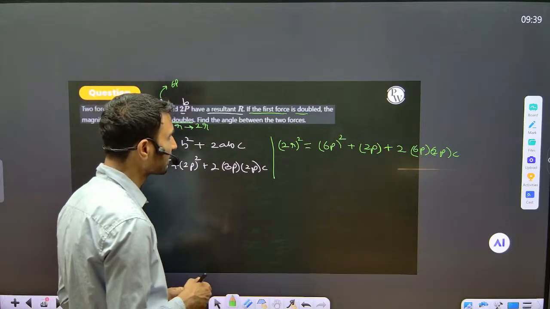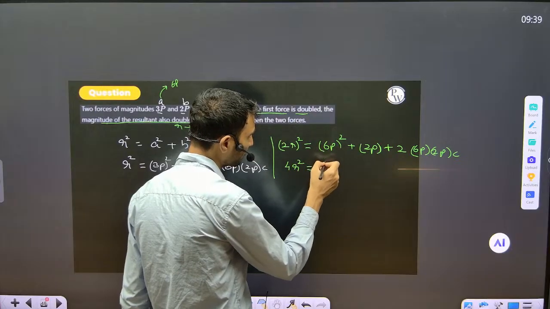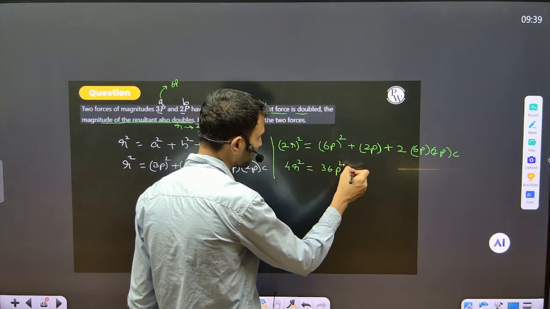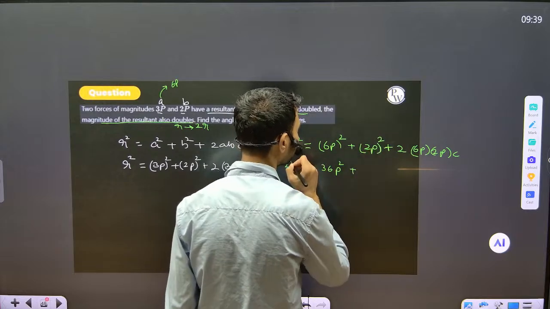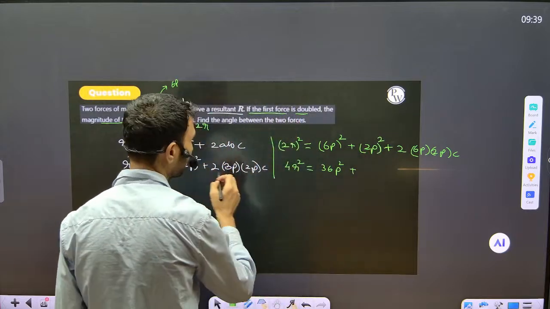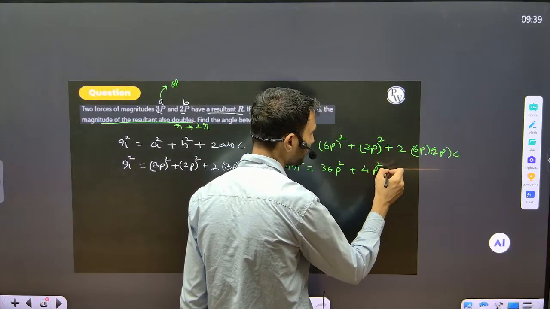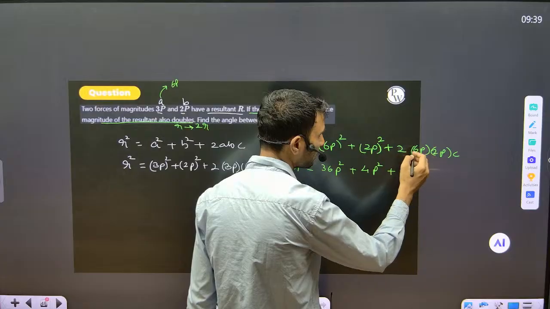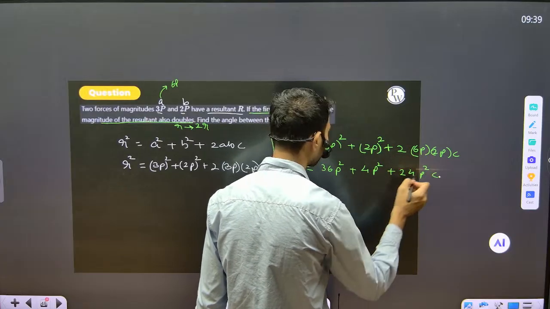So let us simplify this and it will become 4R square is equal to 36p square plus 2p whole square, right? Yeah. So 6 is 36, that is 4p square plus 6 4 is 24 p square c.